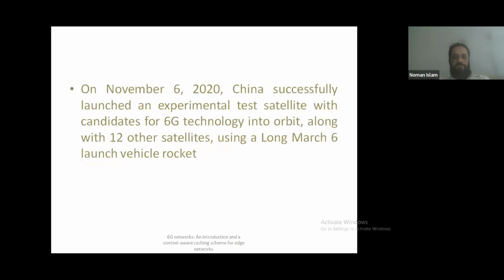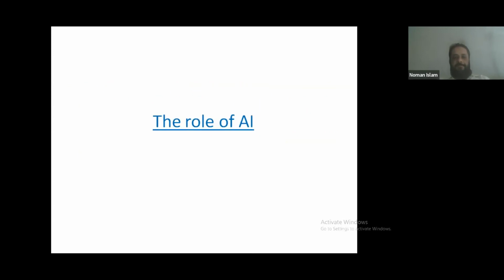in the future. Similarly, China has launched an experimental satellite into orbit, and that is also for testing 6G technology. So they have connected the satellite over 6G technology in 2020.